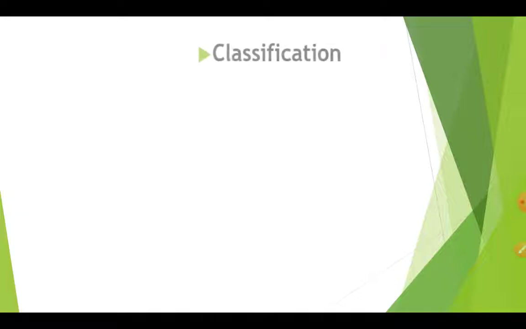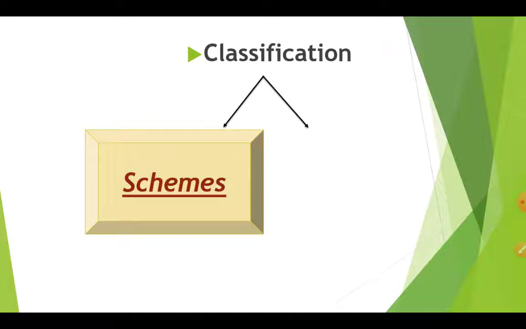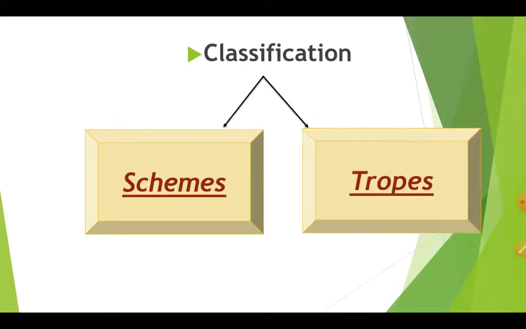So let's find out its categories. These figures of speech are generally categorized into two parts. The first part is schemes, yes, schemes, and the second is tropes. These two categories are the classic categories of figures of speech.